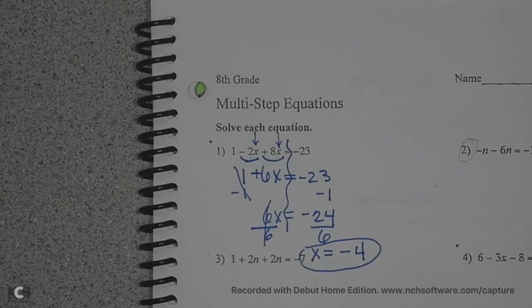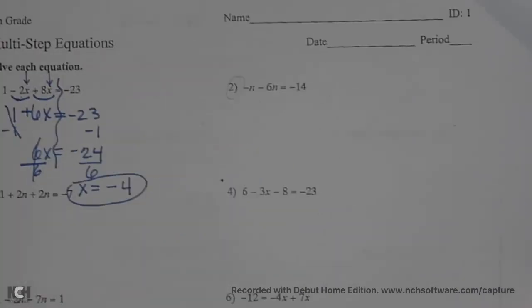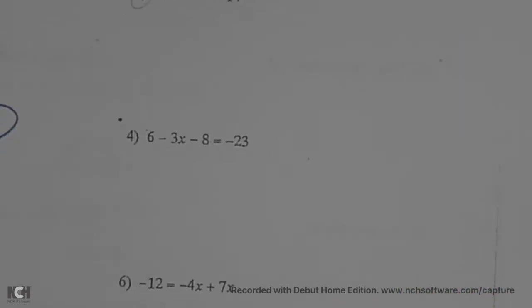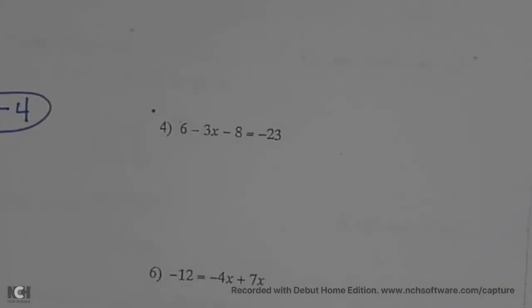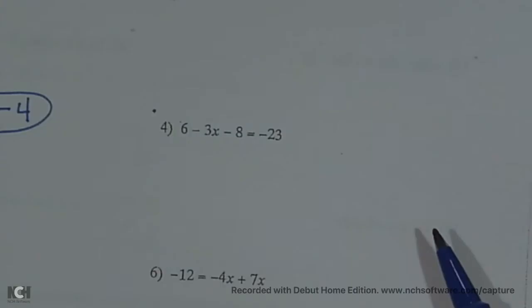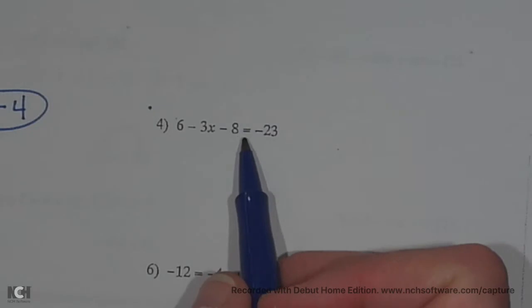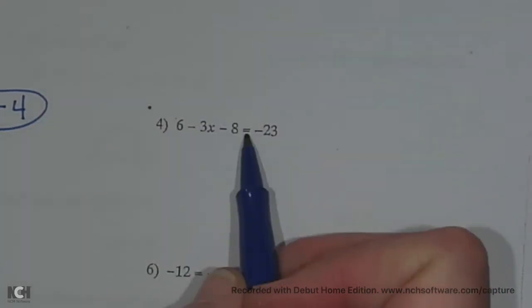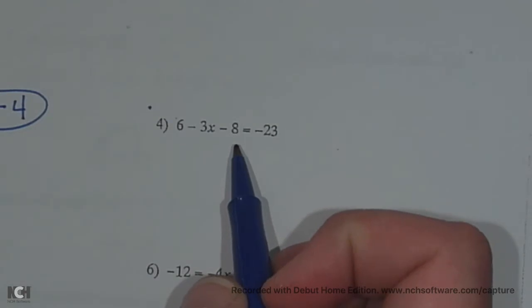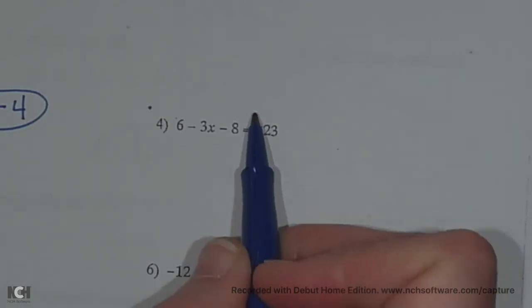Let's go ahead and look at number 4. All right, in number 4, let me zoom in a little bit more. We have 6 minus 3x minus 8 equals negative 23. So again, looking just at one side of the equal sign at a time, is there anything that I can combine? Are there any like terms that will go together? Let's look on the left-hand side of the equal sign.